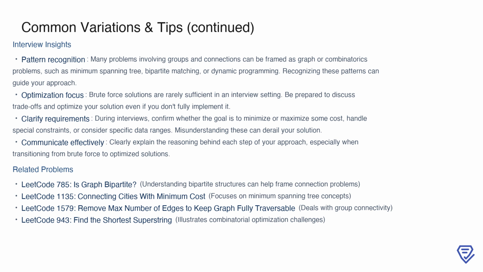For example, LeetCode 785 involves understanding bipartite structures, which can help with framing connection problems. Similarly, problems like LeetCode 1135 and 1579 focus on group connectivity and minimum spanning tree concepts, while LeetCode 943 tackles combinatorial optimization challenges. These problems can help you recognize recurring themes and strategies.